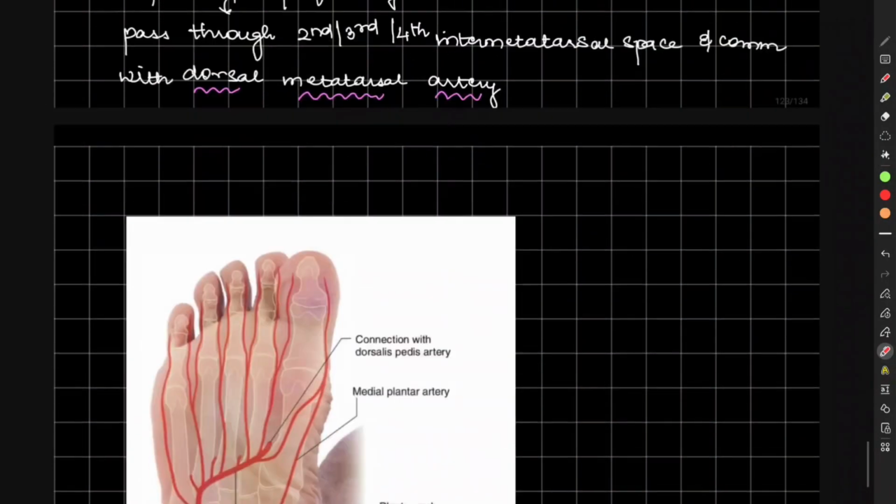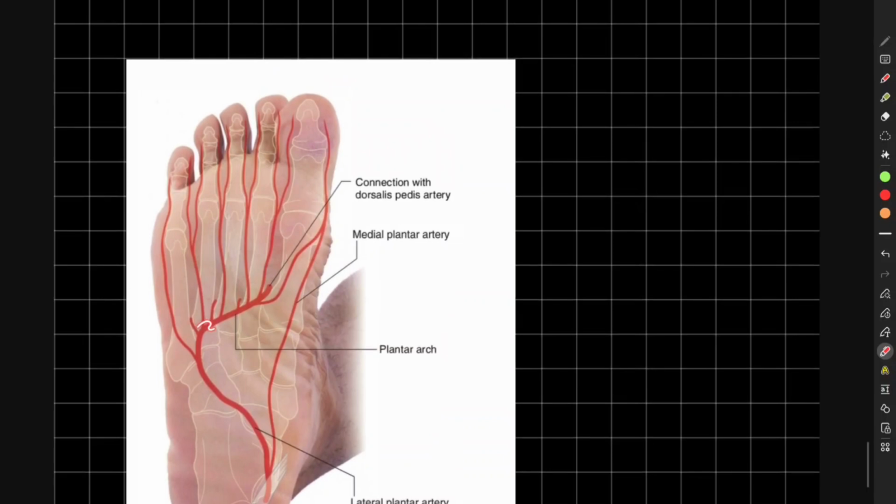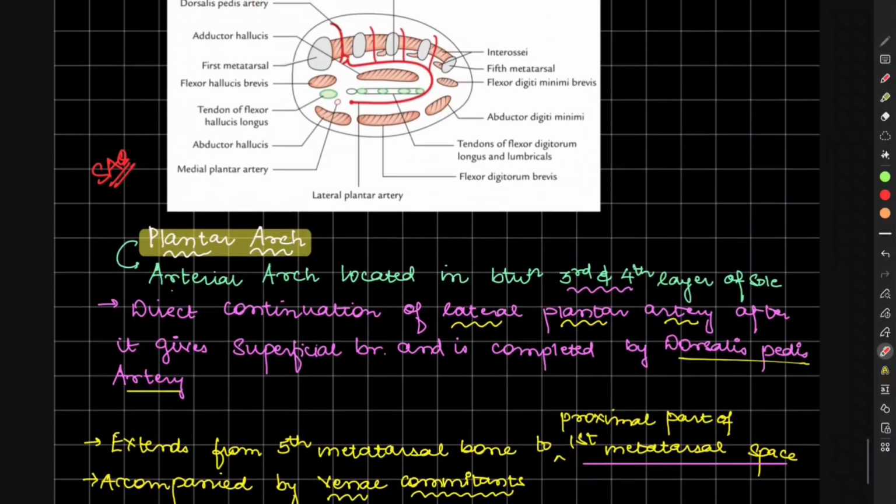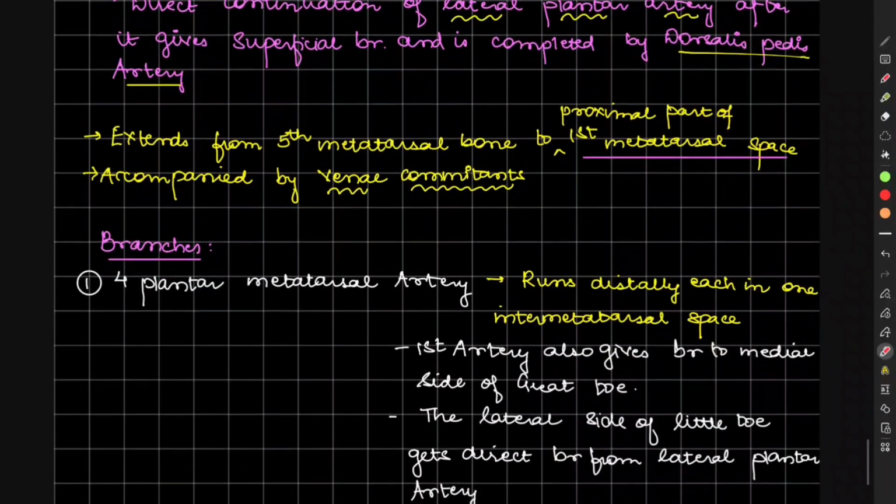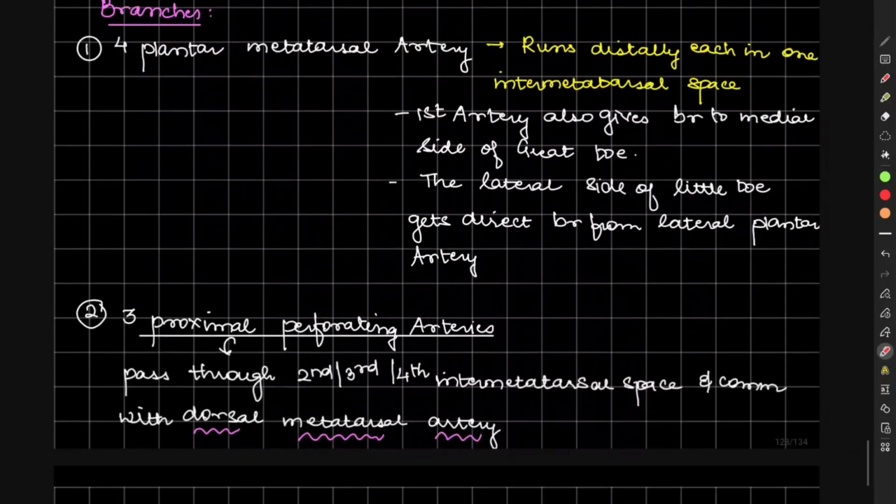This is our whole plantar arch. How it looks in the foot, it looks something like this. This is our whole plantar arch from the fifth metatarsal bone to the first intermetatarsal space. Sorry, the first metatarsal space, accompanied by the venae comitantes.